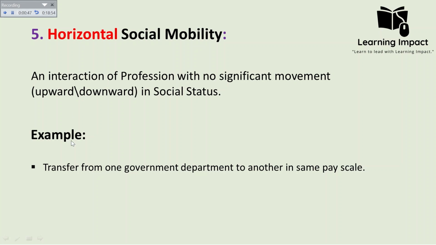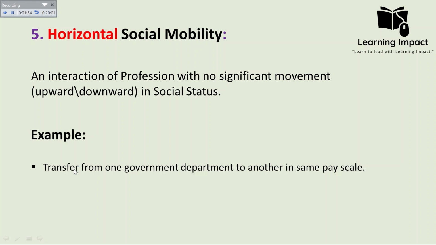An example of horizontal social mobility is a transfer from one government department to another in the same pay scale. It is called horizontal because there is no significant change in social status. For example, a civil servant with scale 18 or 19 changes his department. Once he was in the administrative service and now he has moved to the foreign service. It's fine, because if both scales are the same, then it is a movement from one condition to another.